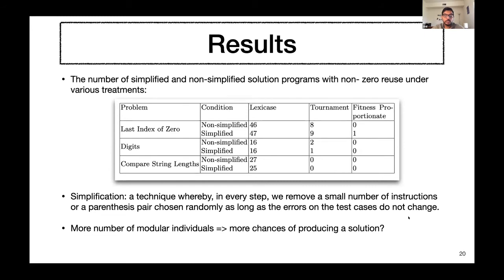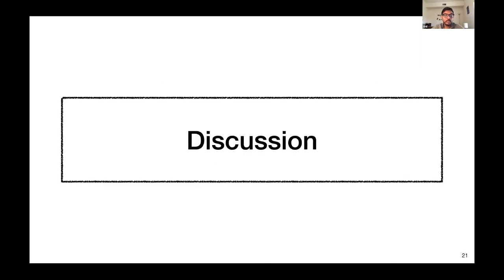This leads to a possibility that a high number of modular individuals in any given generation leads to high chances of producing a solution. It is a possibility which we have not explored in this paper, but which can be taken up as future work. Let us now dig deep into the results.